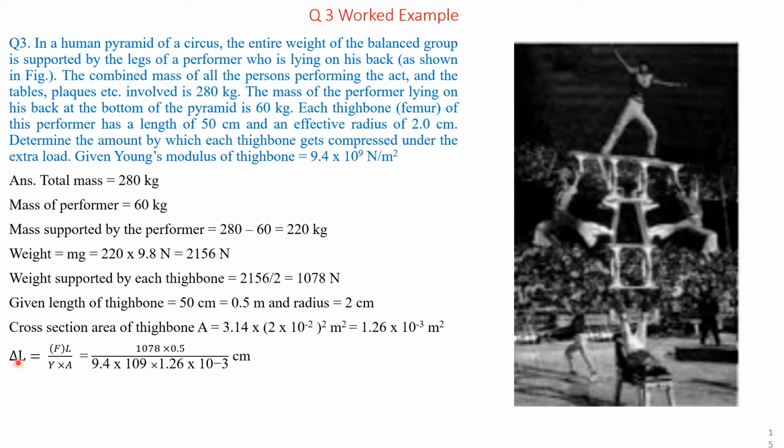Therefore, using the formula, delta L is equal to F into capital L divided by Y into A. Substituting the values, we get the fractional decrease, delta L by L, is equal to 0.000091, or 0.0091 percent. Please calculate and simplify this using the calculator.